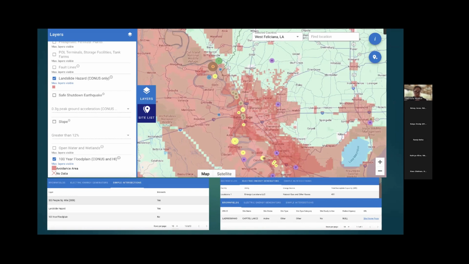So those are the layers that we selected. But we have many, many layers to look in here. Those safety, proximity, and socioeconomic factors. Next slide, please.